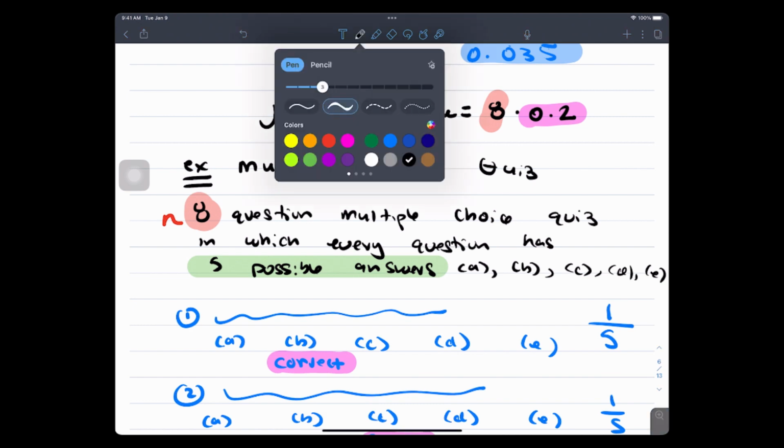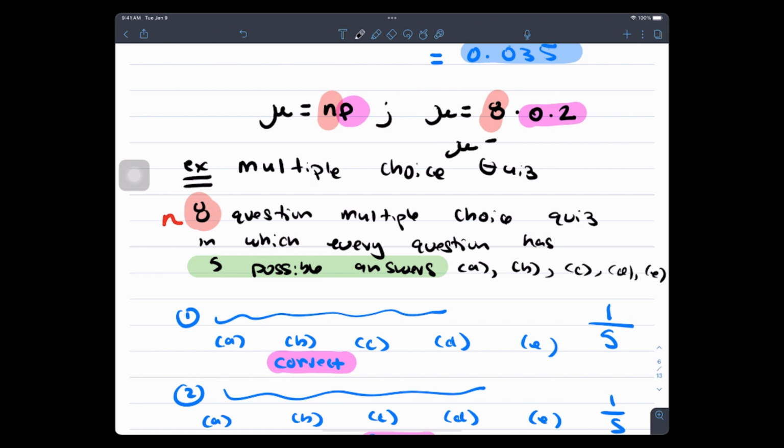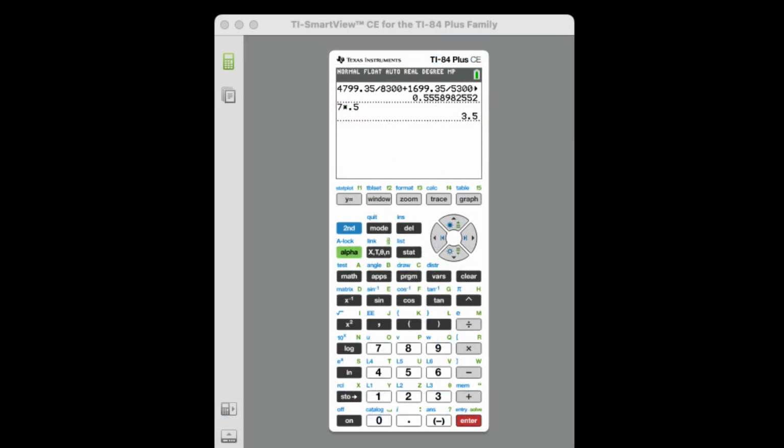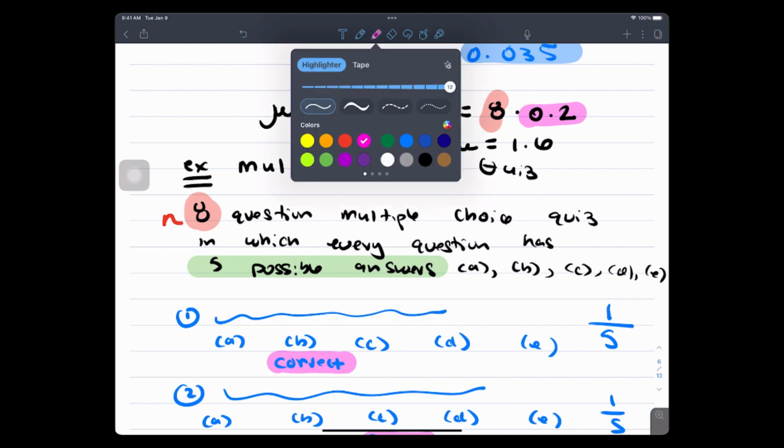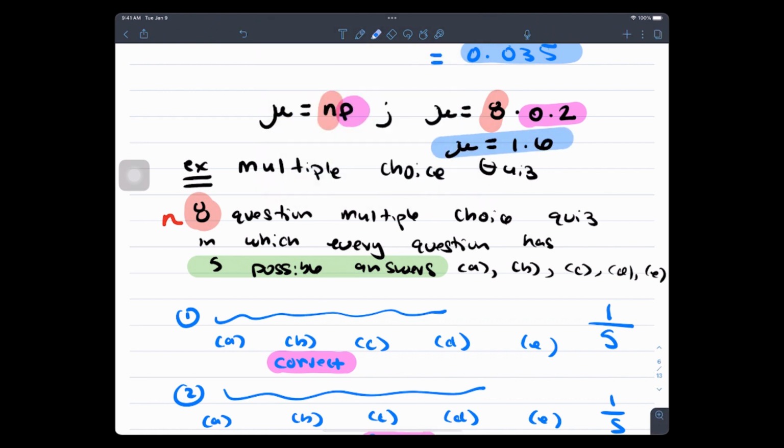In this example, what's the expected number of correct guesses? What's 8 times 0.2? We got 8 times 0.2, which is 1.6. So if you guessed on every question here, how many correct guesses can you expect to get? 1.6, just by guessing.